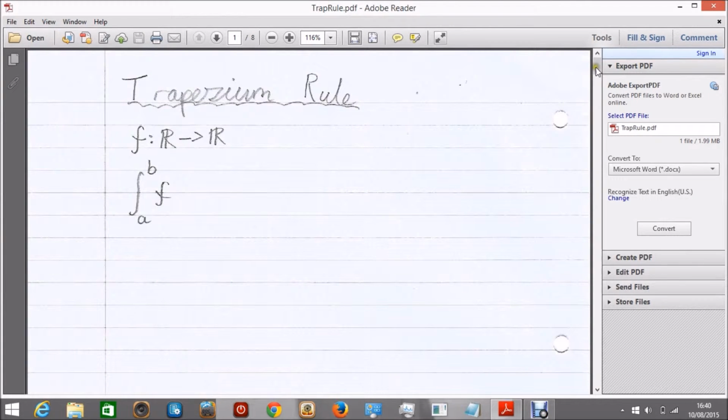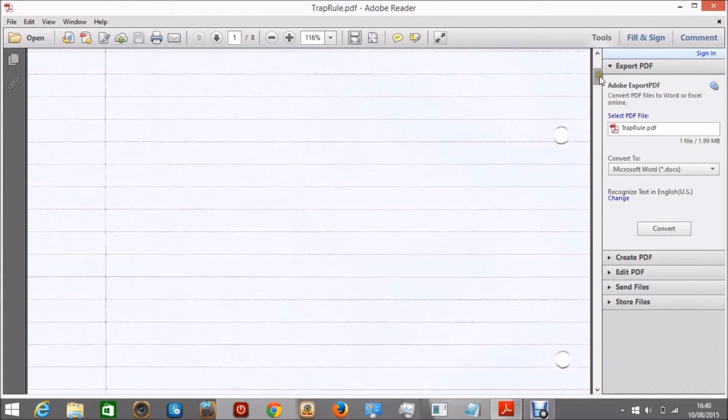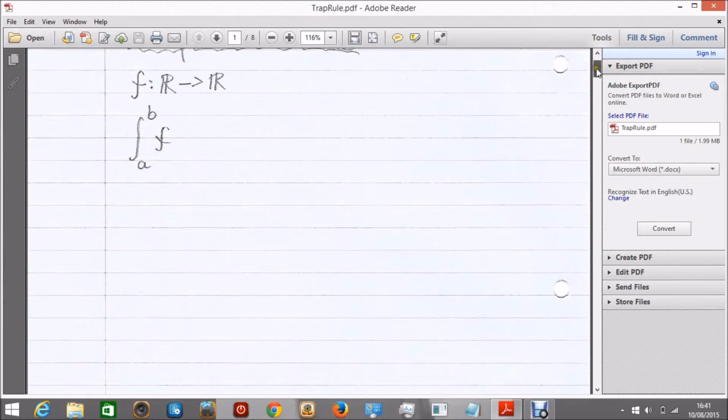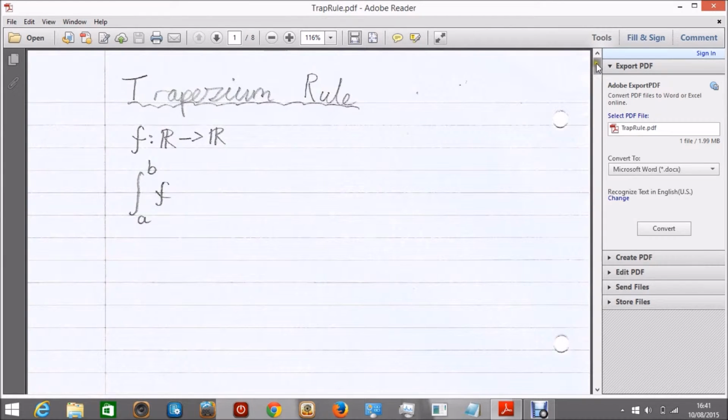Right, this is just a test to practice using Debut, which is the program I'm using to record things, and it lags like hell. Right, so this video is going to be about the Trapezium Rule.